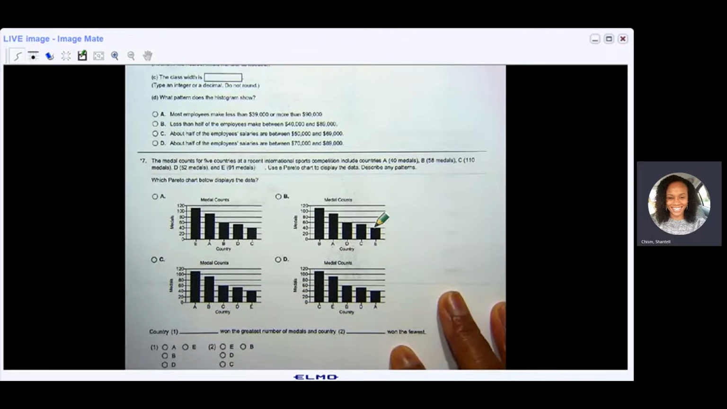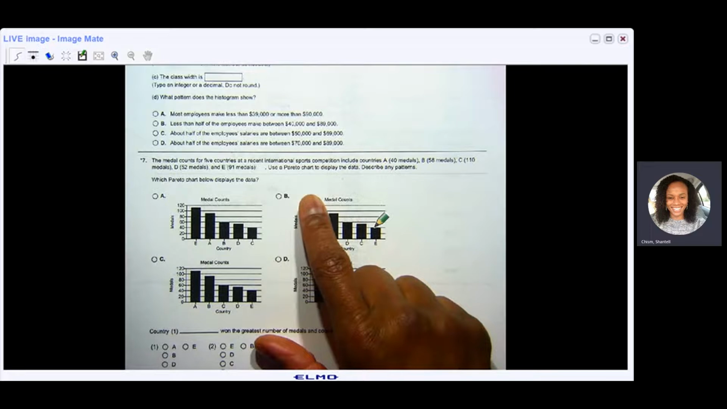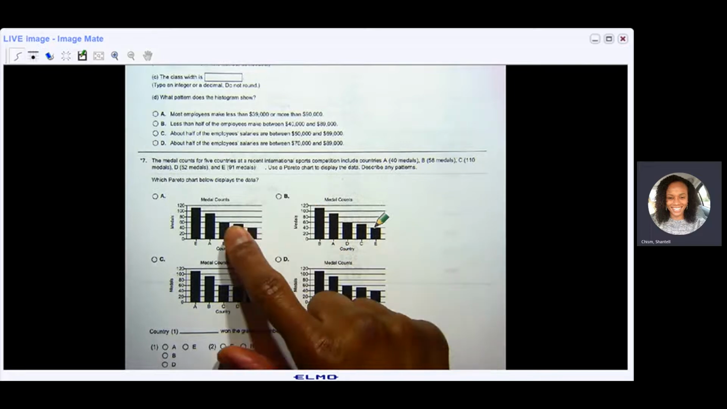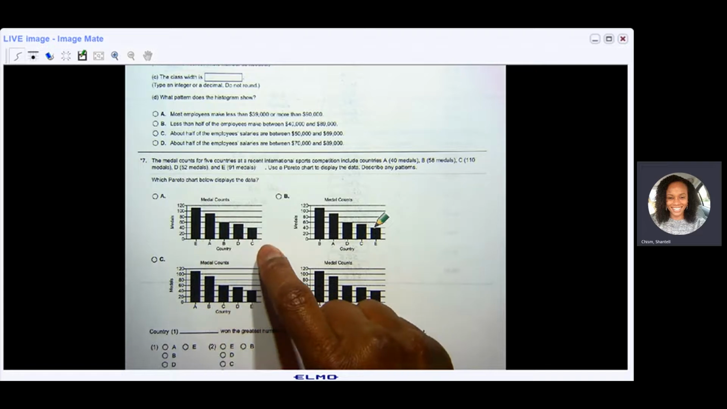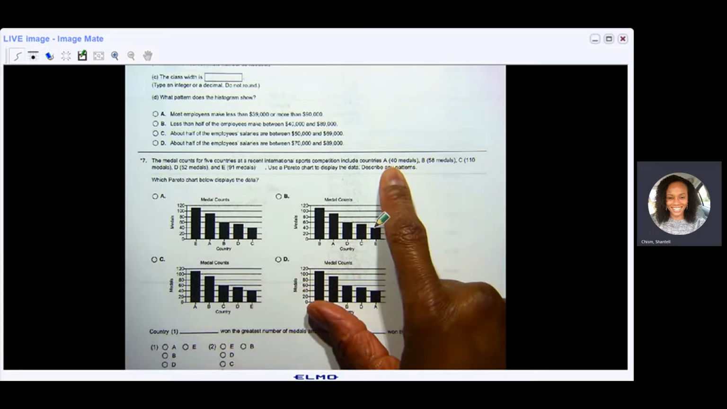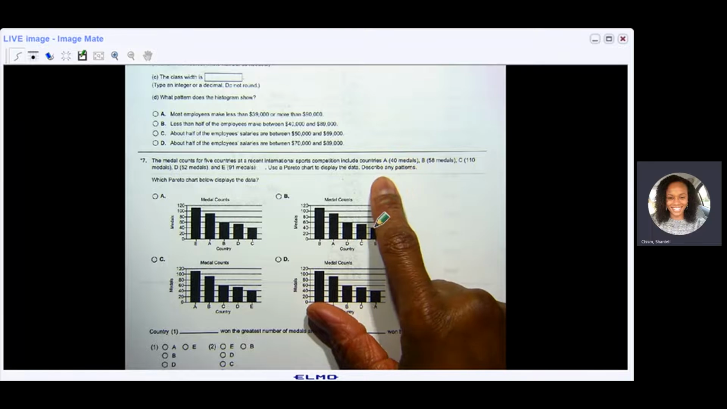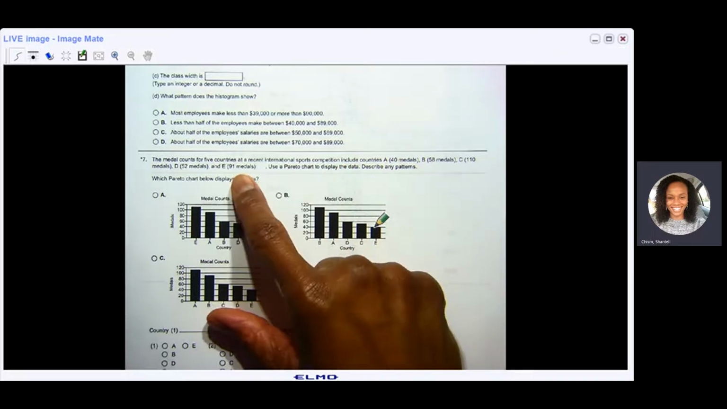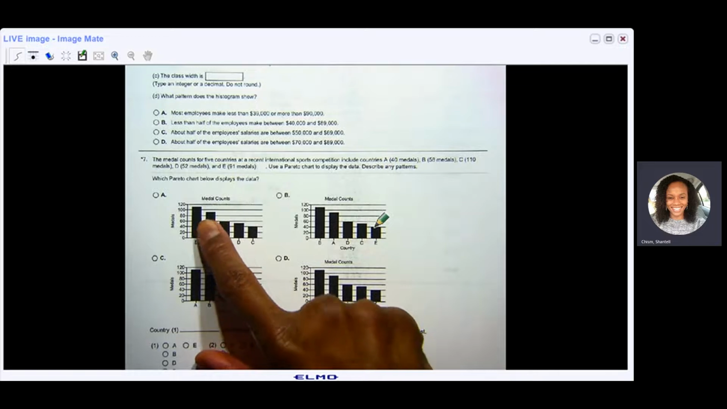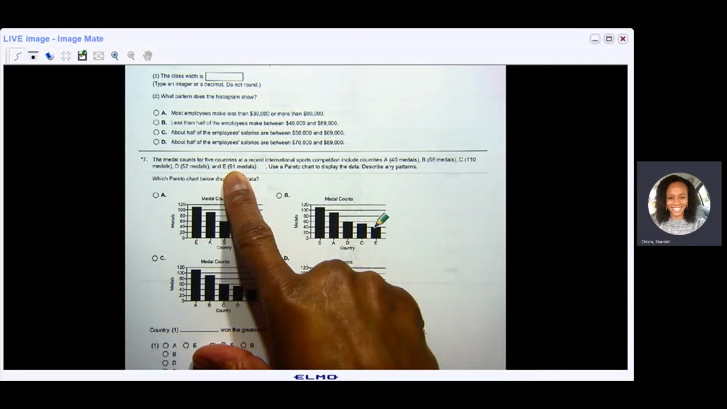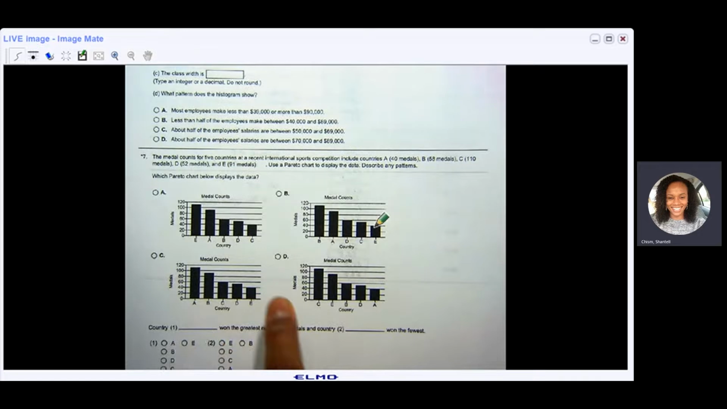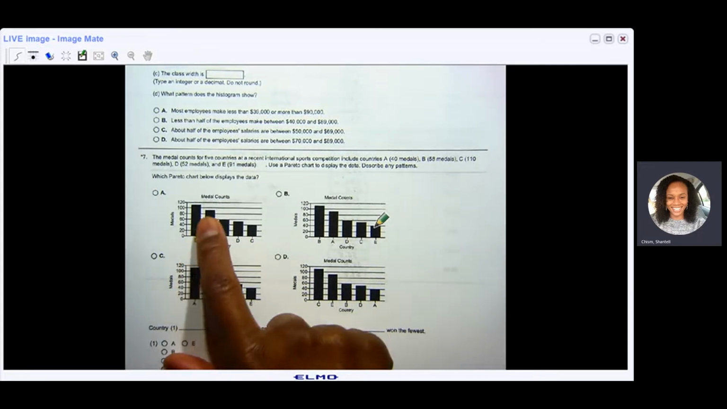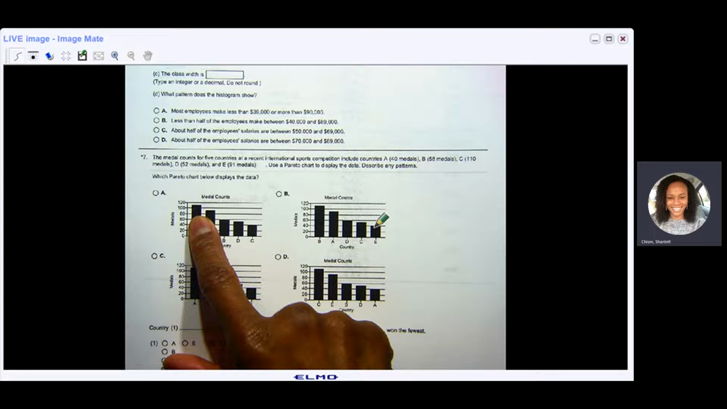Number 7 is asking you to choose the correct Pareto graph or Pareto chart. A Pareto chart is just a special bar graph that places the bars in order from greatest to least. So whichever country, A, B, C, D, or E, had the most medals, that country would be listed first. And it looks like that would be country E. So there's only one graph that has E first, and this has to be A.